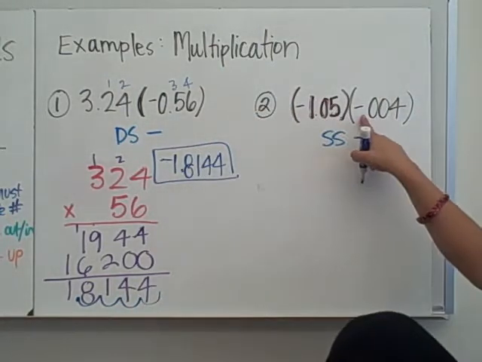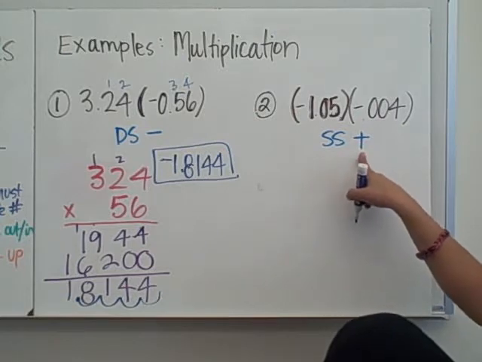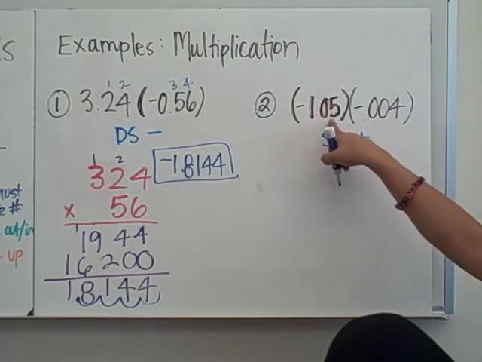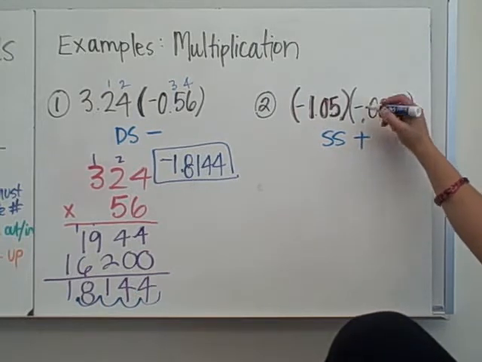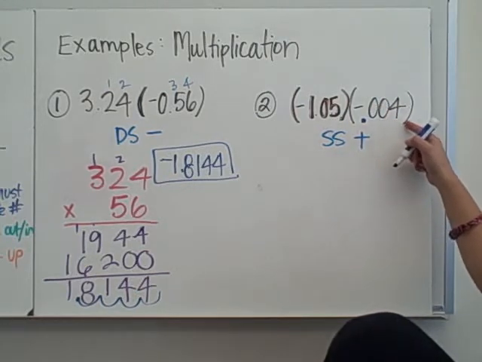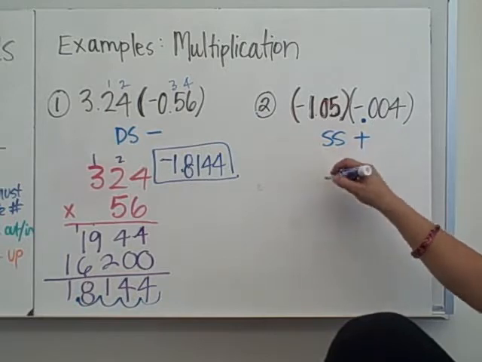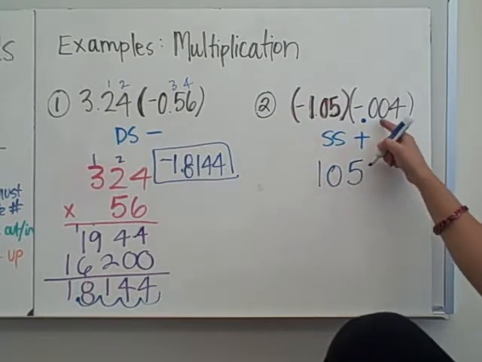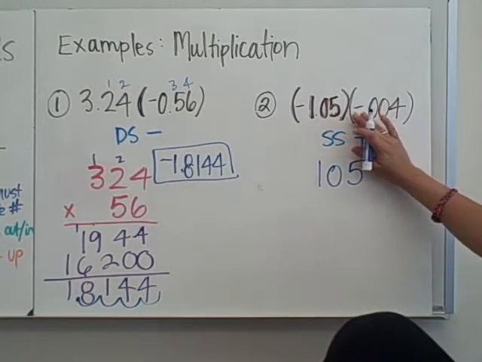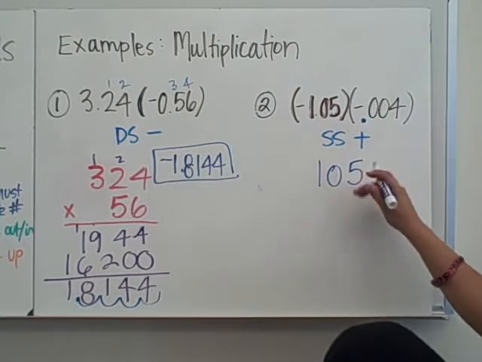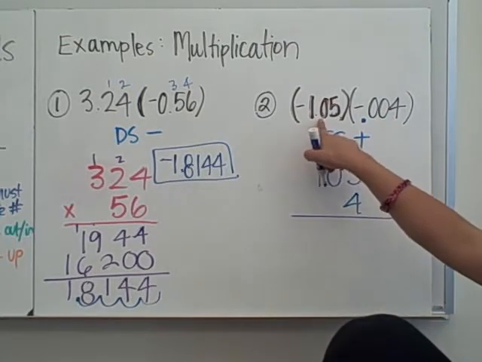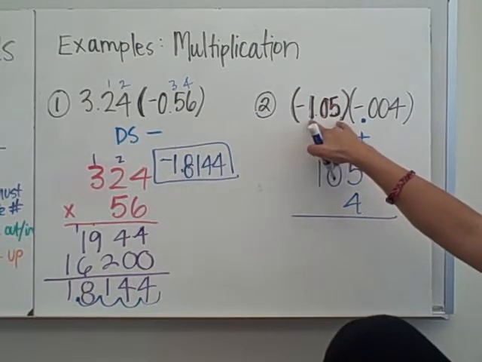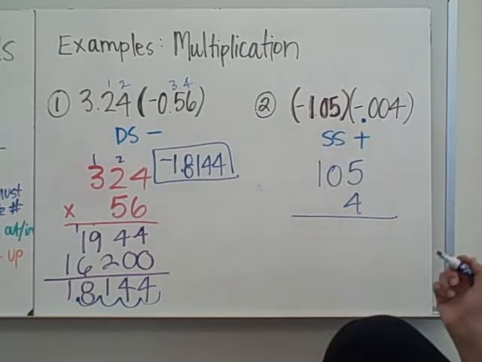We have a negative times a negative. So I see my same signs are positive. Negative 1.05 times 0.004. I'm going to ignore my decimals. And then when you drop this decimal, you can ignore these two zeros. You can't ignore this 0 because it's between two numbers, but you can ignore these two zeros.